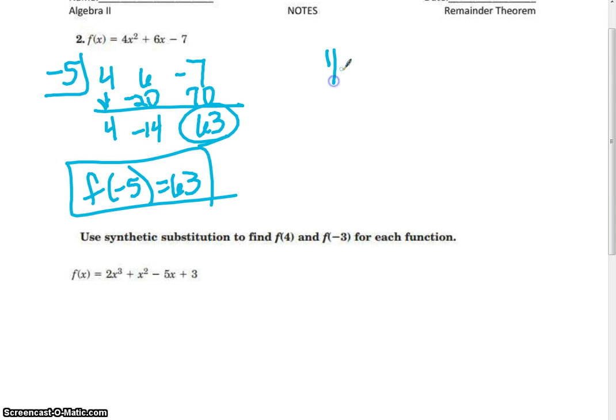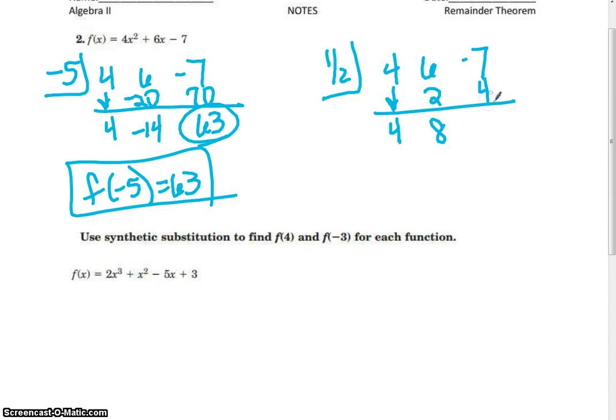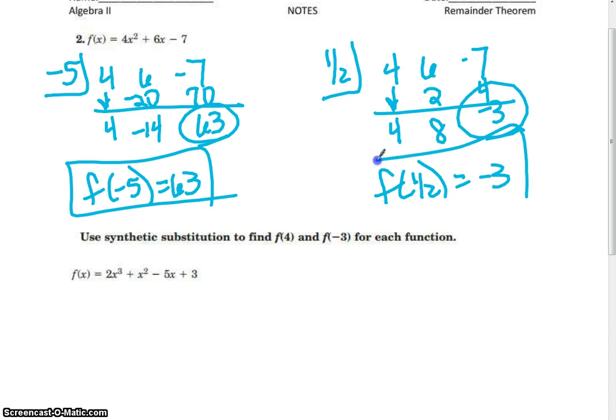Do it again for 1/2. It's still going to be 4, 6, and -7. Bring down your 4. Half of 4 is 2. 6 and 2 is 8. Half of 8 is 4. -7 and 4 is -3. That's your remainder. So F of 1/2 is equal to -3. It's the other part of your answer.